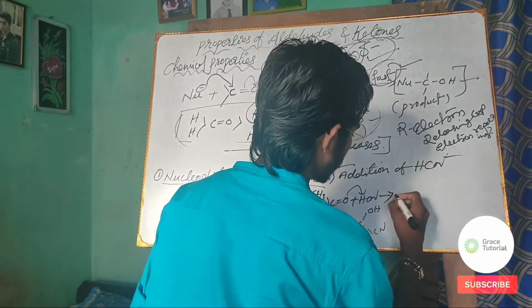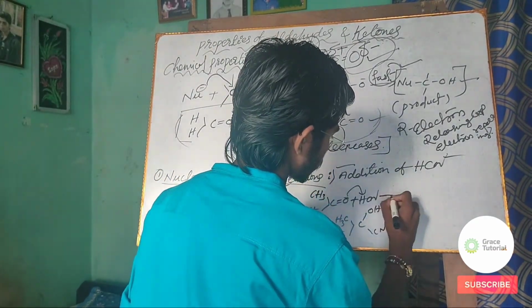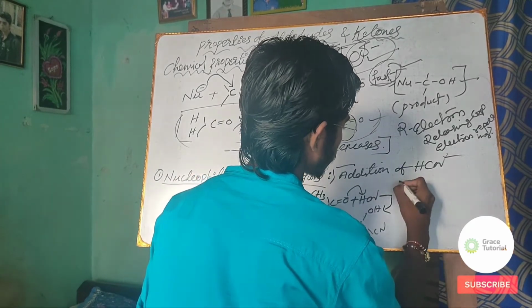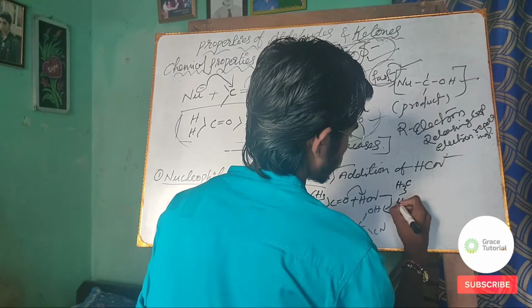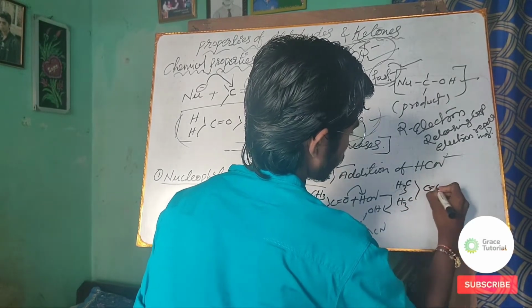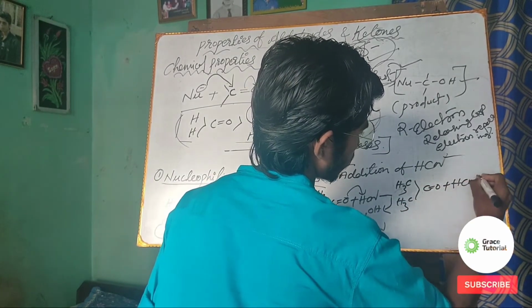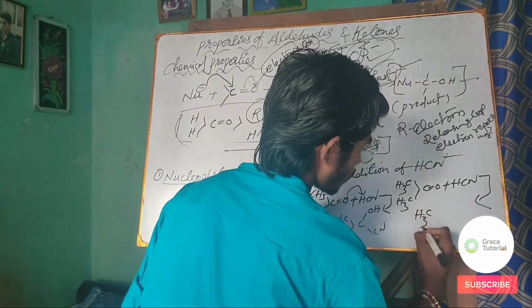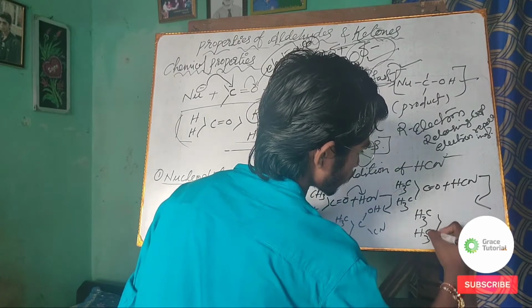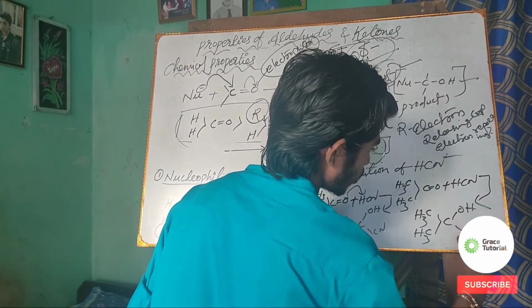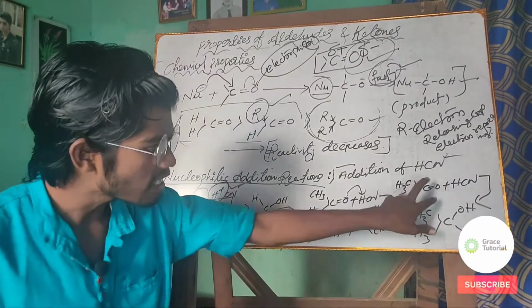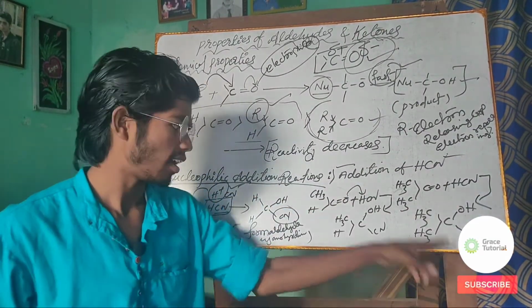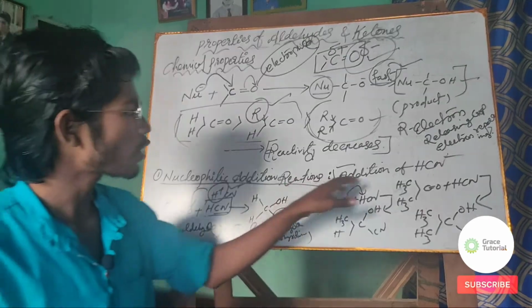Similarly, if you take acetone, CH3 C double bond O plus HCN, exactly the same thing happens. Here OH and CN. So this is acetone and hydrogen cyanide, and the product is acetone cyanohydrin. In this way, the addition of HCN takes place.